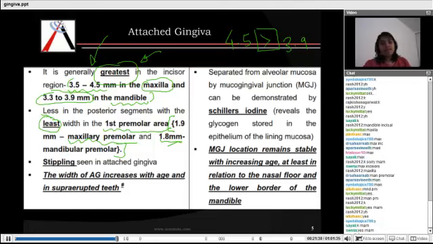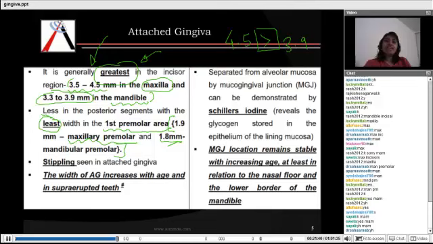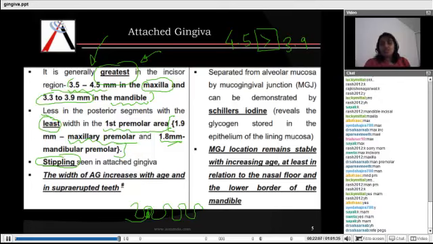Then we talk about stippling. As we come to attached gingiva, the attached gingiva is the one that is attached to the underlying bone. Now this attached gingiva has a very special feature of stippling. Why does it have stippling? The epithelium of this attached gingiva shows rete pegs which are kind of intertwined with the projections from the underlying connective tissue. Because of this we see stippling in attached gingiva.